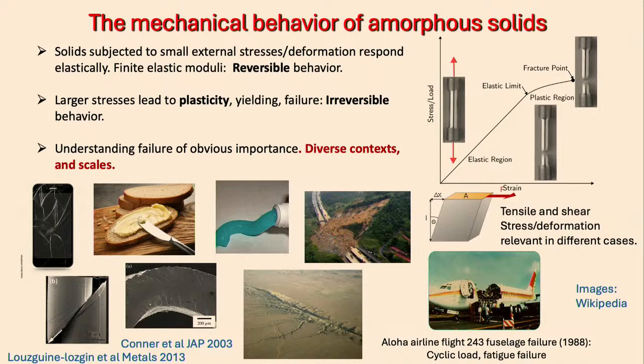But amorphous solids arguably appear in a much broader diversity of contexts, both the amorphous solids themselves as well as the failure of these solids as a matter of interest or concern. That's supposed to be illustrated by all these different examples, including hard glasses and soft solids and so on.